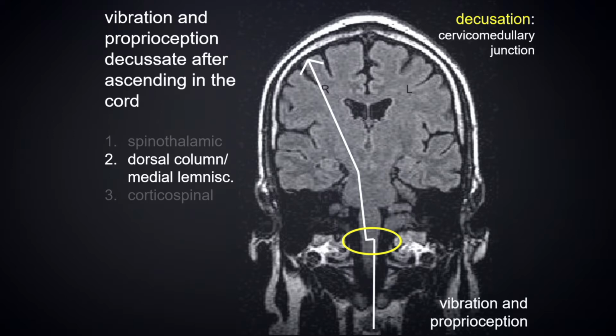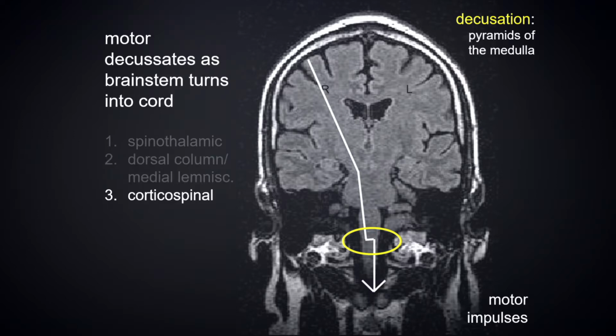This tract enters the spinal cord, arises and stays ipsilateral, and does not cross until it reaches the cervical medullary junction, where it crosses to the contralateral side, and then too ascends until it reaches the postcentral gyrus of the parietal lobe. The motor tract descends from the motor homunculus of the precentral gyrus. It decussates at the pyramids of the medulla, and then descends contralaterally from the site of origin until it synapses on a neuron that will leave or exit the central nervous system.